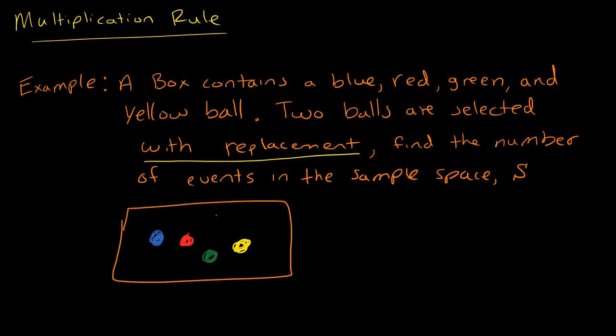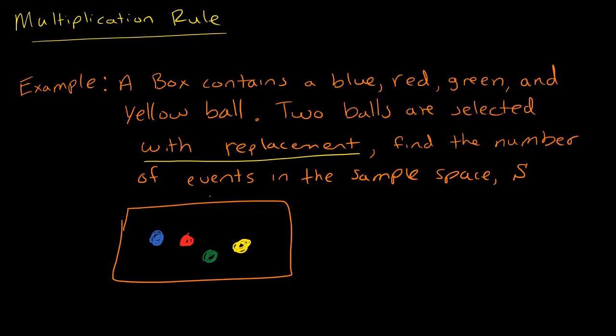All right, so what does with replacement mean? That means that we're going to select one ball. Say I were to have selected the yellow ball. I'll say, oh, that ball is yellow, and then I'll put it back in. Okay, and then when I do my second selection, I could get the yellow ball again, or I could get the blue, the red, or the green. Okay, so I put the ball back in before I pick my second ball.